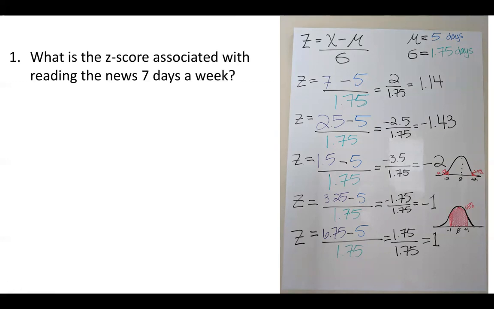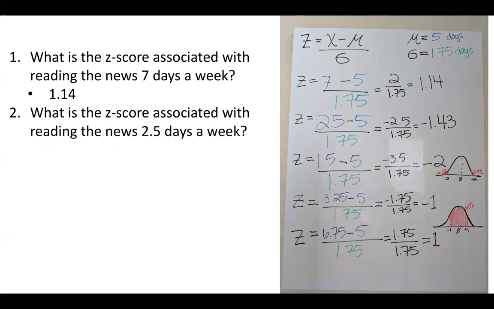So question 1, what is the z-score associated with reading the news 7 days a week? So here, instead of x, I plug in 7 because that is my observed value of news consumption. From that, I'm subtracting my mu of 5 and then dividing by 1.75. So I do that math. 7 minus 5 is 2, and I divide that by 1.75, and that gives us an answer of 1.14. So our z-score associated with reading the news 7 days a week is 1.14.